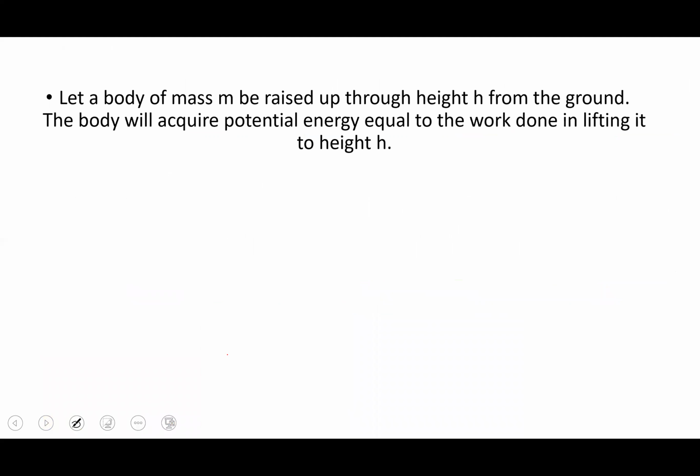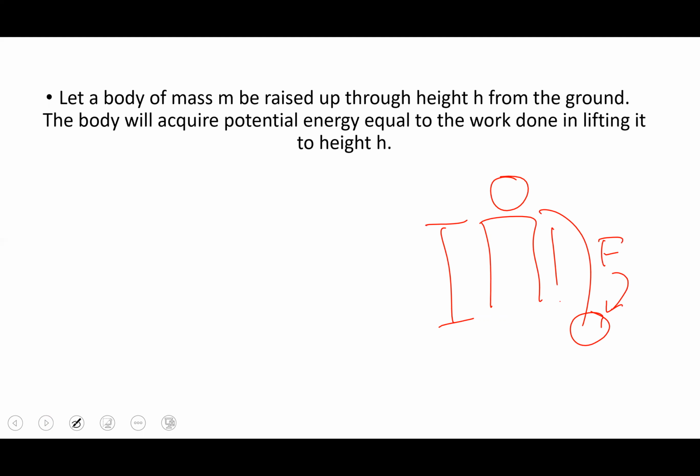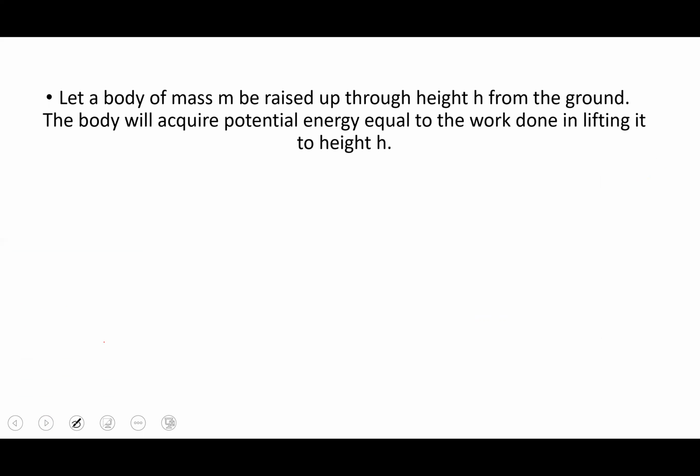Let a body of mass m be raised through a height h from the ground. The body acquires a potential energy equal to the work done in lifting it through height h. That means if we pick up a ball and place it at a height h, it must have some potential now. But in this whole case, force was applied on this ball and it covered a distance of h. So in this case, we can say that work has been done on it. So the more the work done on a body, the more the potential it has.